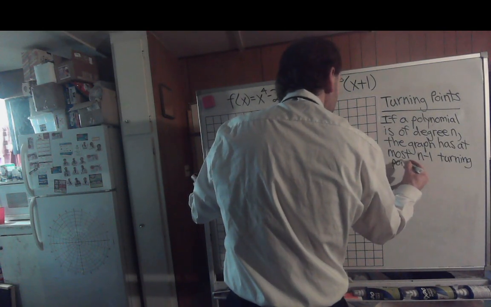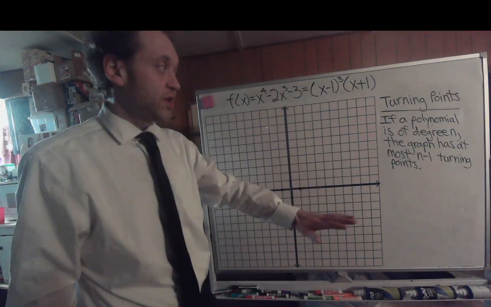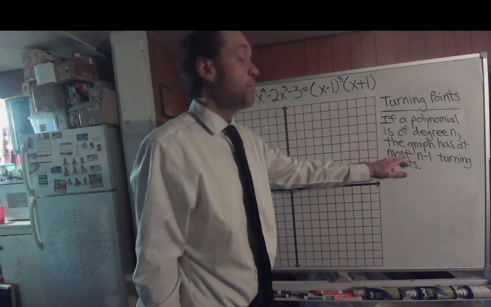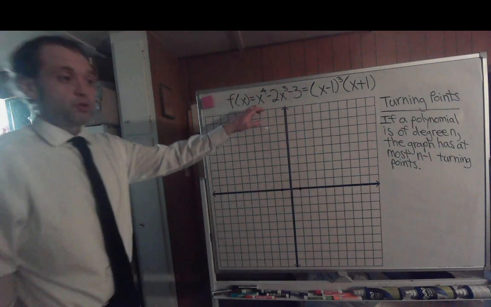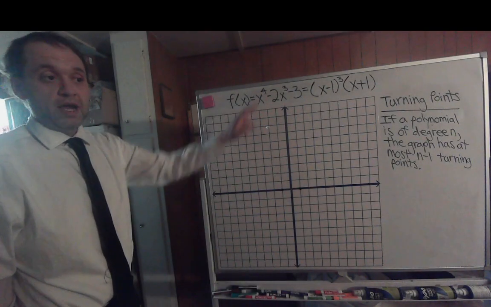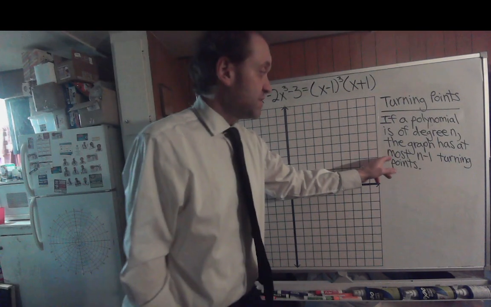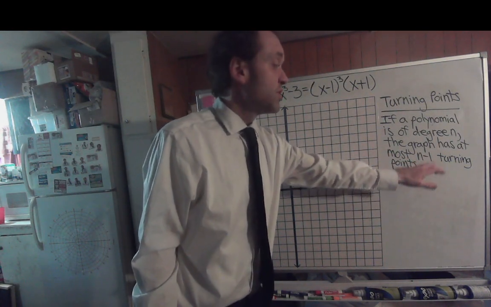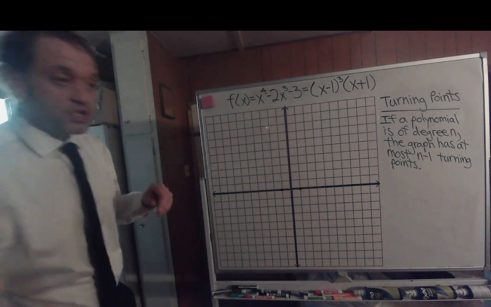There is a part 2 to this, but we'll get to that in a minute. So if a polynomial is of degree n, some arbitrary degree n, then the graph has at most n minus 1 turning points. Look at this particular polynomial. It's raised to the 4th power, right? It's of the 4th degree. That means that at most, 4 minus 1, it has at most 3 turning points. At most.